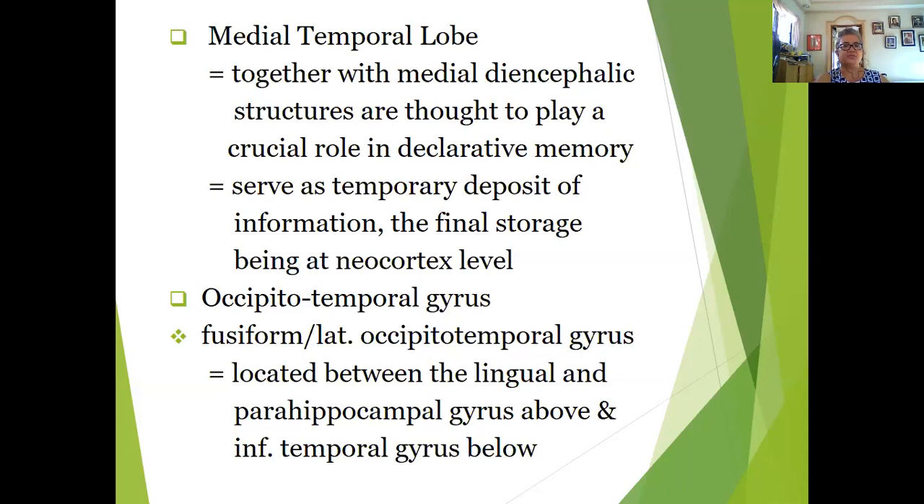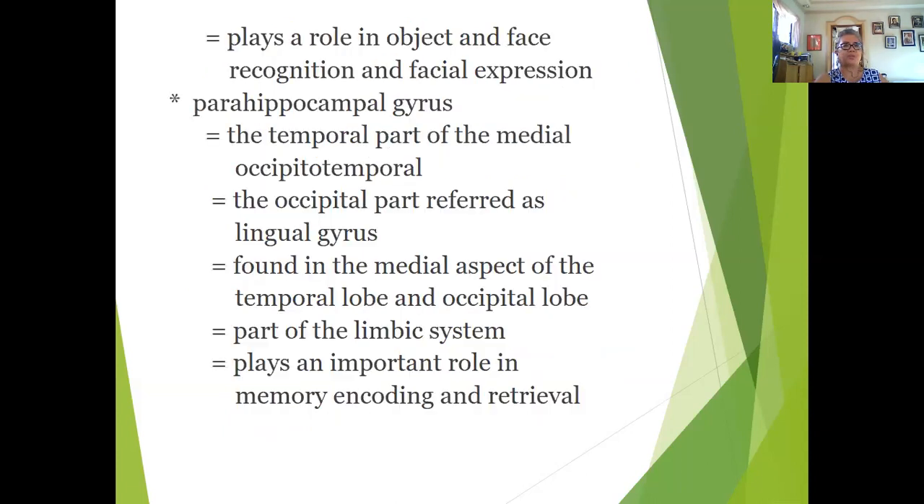Then you have the occipito-temporal gyrus. This is fusiform and otherwise known as the lateral occipito-temporal gyrus, located between the lingual and parahippocampal gyrus above and inferior to the inferior temporal gyrus below. Now, this will play a role in the object and face recognition and facial expression.